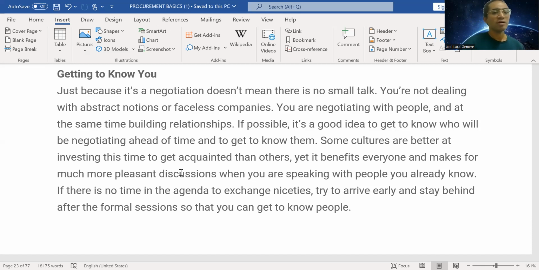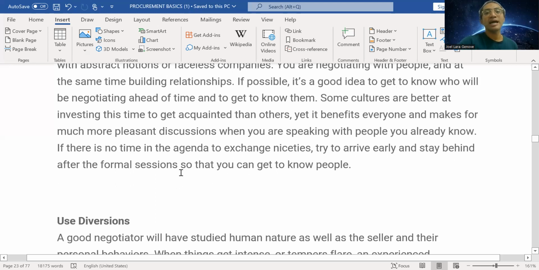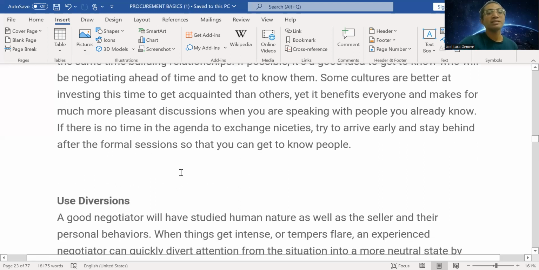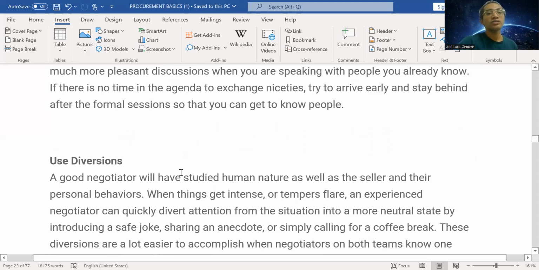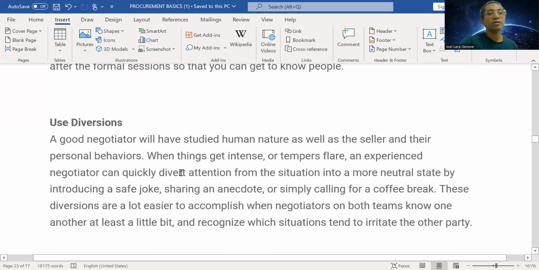If there is no time in the agenda to do this, try to arrive early and stay behind after the formal sessions so that you can get to know people.